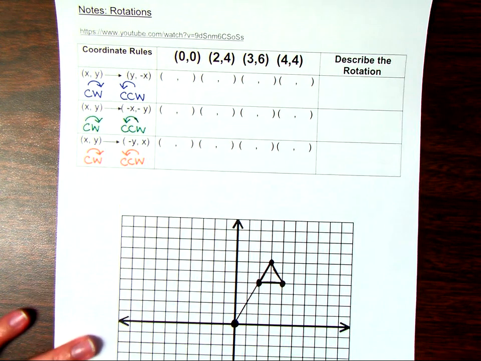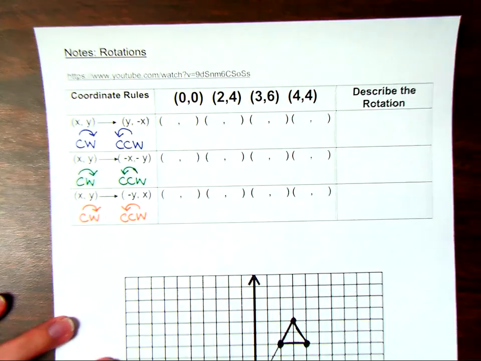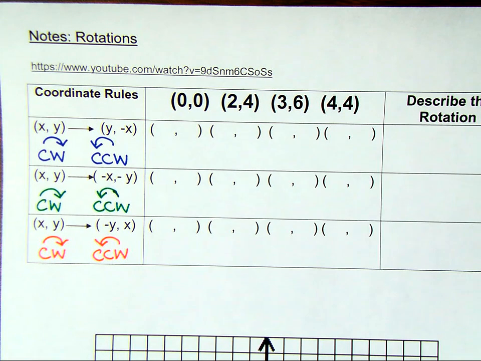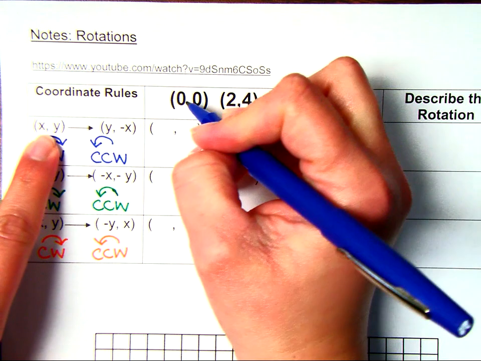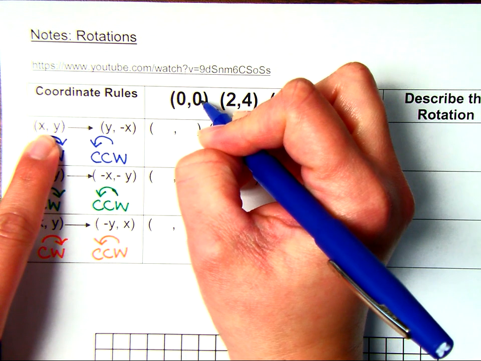So let's see what we're going to do. The first color I'm going to use, just to help me out, is this blue color. I'm going to describe this first rotation. So x, y: when x is 0, y is 0.